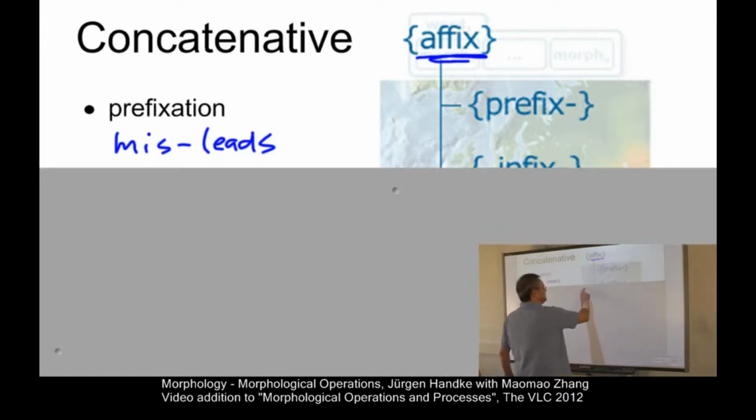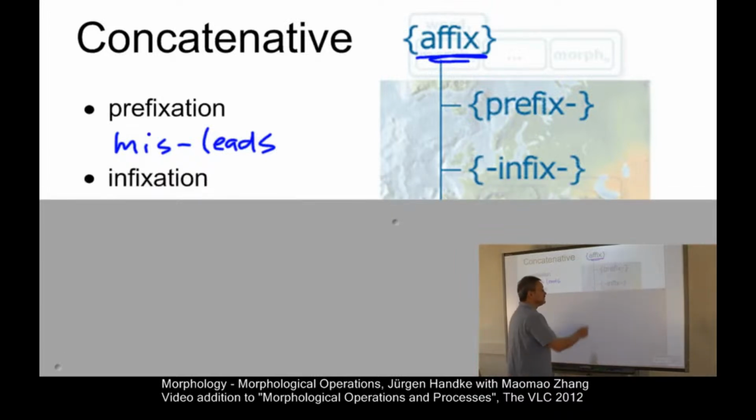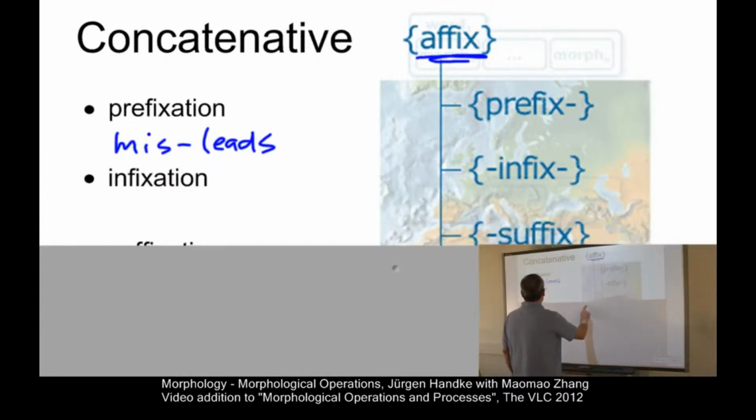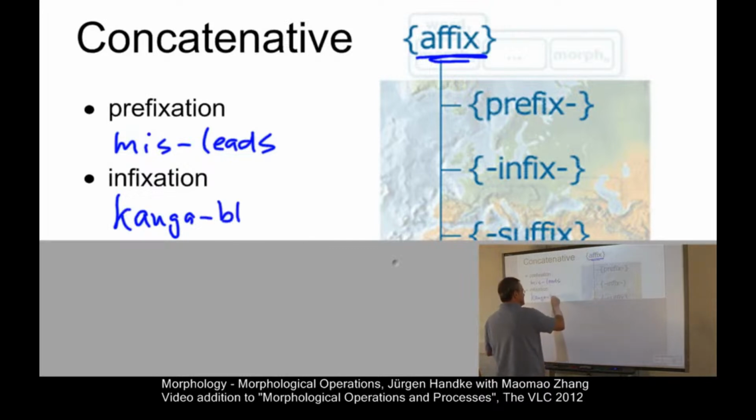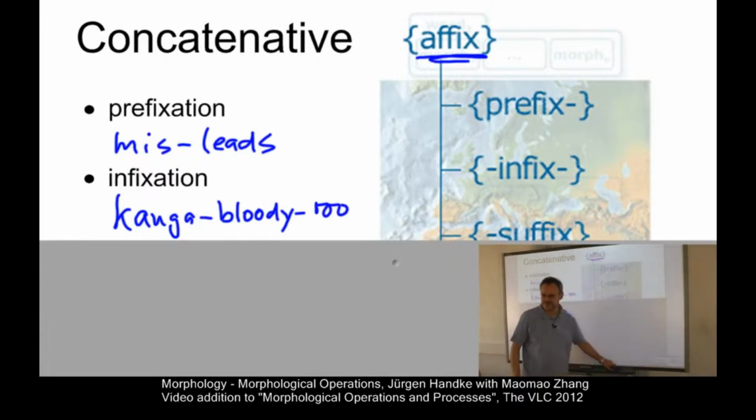A next possibility would be an infix. The operation would be called infixation. Now, infixation is hardly used in English. Well, if it is used, it is in highly expressive language. For example, you could make up the word kangaroo and insert, in an expressive way, kanga bloody roo. Well, what a word this is. This would be an infix because it is inserted into the base.